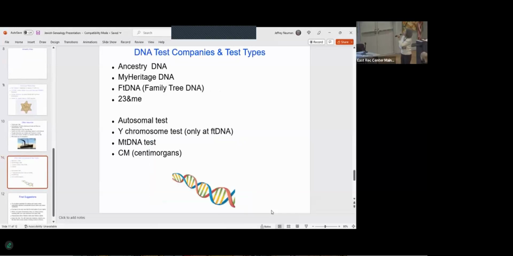And now DNA. So let's say you've done a tree, but you also want to find out if you can find some other relatives through DNA. The four major DNA places to do your DNA are AncestryDNA, MyHeritage DNA, Family Tree DNA, or 23andMe. I didn't do 23andMe, but I've done the other three.